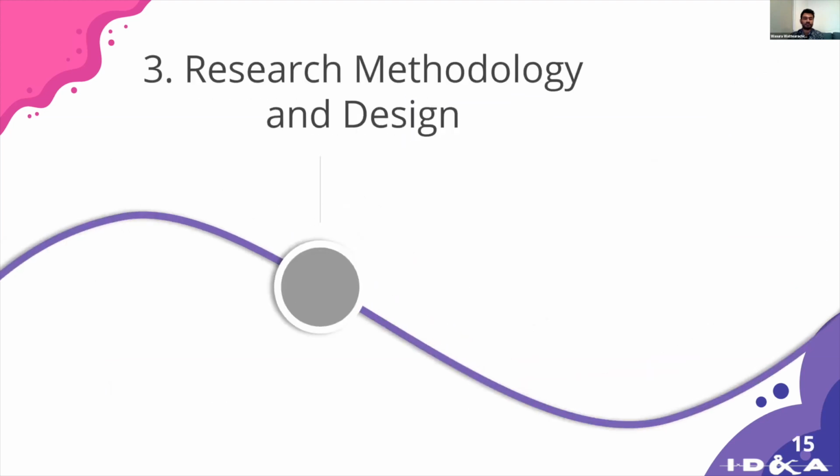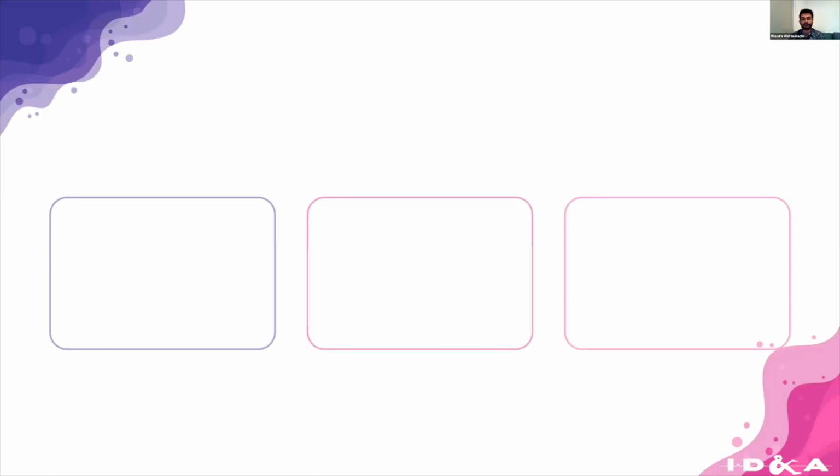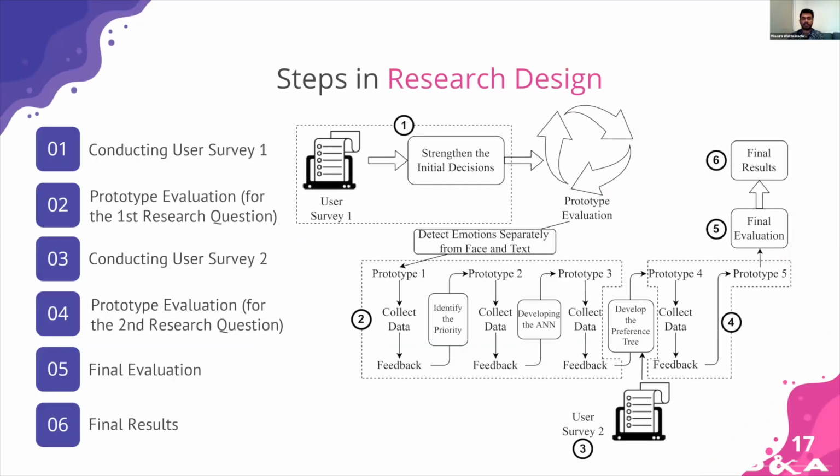Moving on to the research methodology, we used action research with user-centered design, where every step from requirement gathering to evaluation was performed with user participation. And that has happened through prototype evaluation with evolutionary prototyping and using 2 questionnaire surveys. So this is the research design that we used in our research, which contains 6 steps.